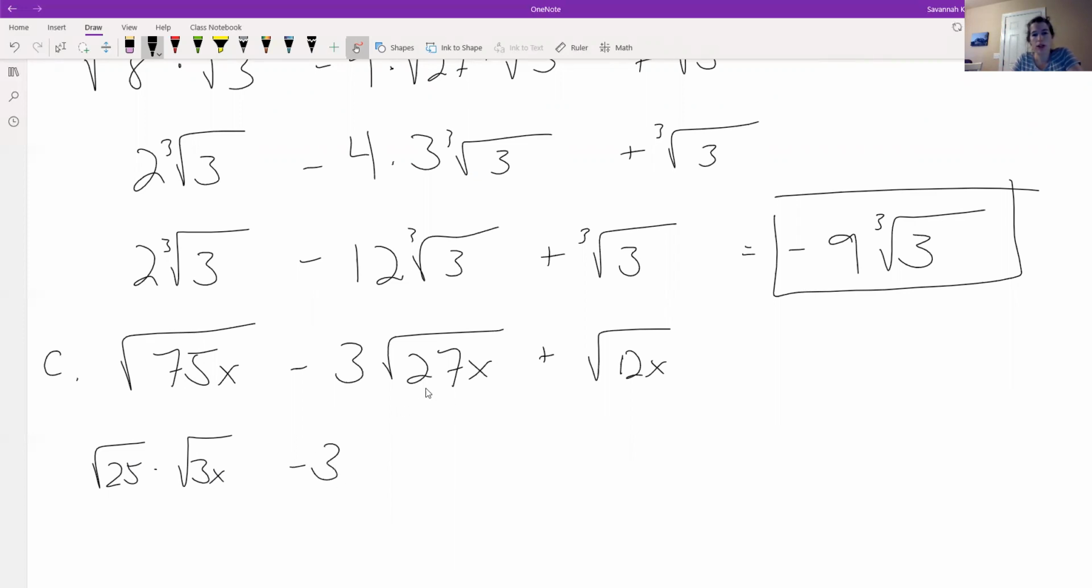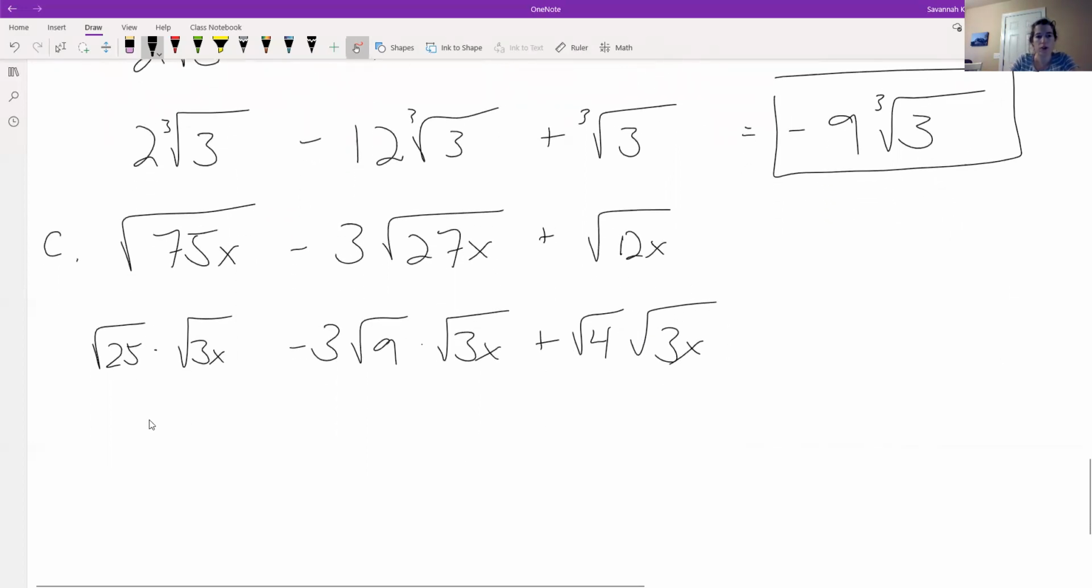Same with 27. 27 is 9 times 3. The 9 is the interesting part. So the 3 will stay under there with the x. And then 12 becomes 4 times 3. 4 is the interesting part. 3x. So we're strategically breaking these apart. Again, looking for the largest perfect square that could be a factor of each of these numbers.